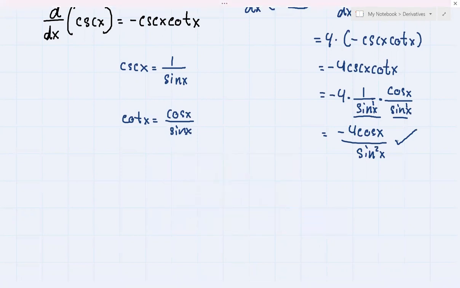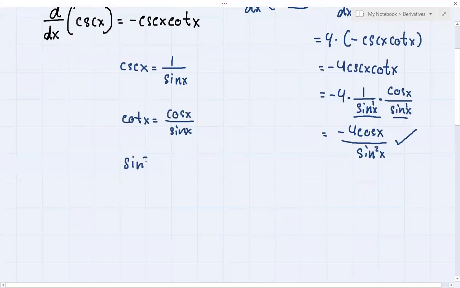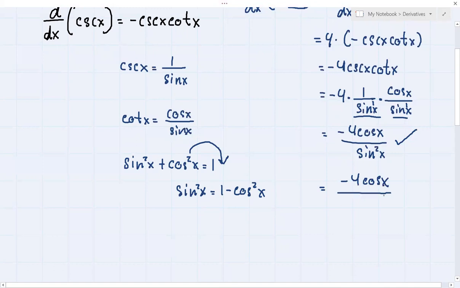Okay? Remember the Pythagorean identity, which is yung sine squared x plus cosine squared x is equal to 1. So, kung ilagay mo si cosine squared sa kanan, so magiging sine squared x is equal to 1 minus cosine squared x. So, therefore, magiging ano na to? Negative 4 times cosine x all over 1 minus cosine squared of x. Kasi si sine squared x is the same as 1 minus cosine squared of x. So, pwede na rin to. So, it's up to you.